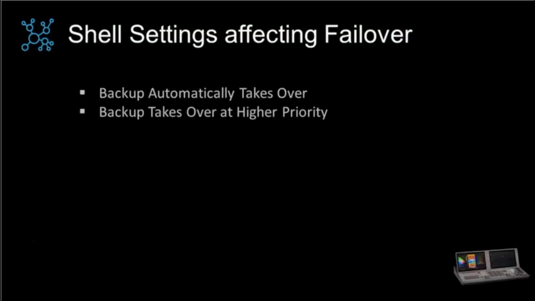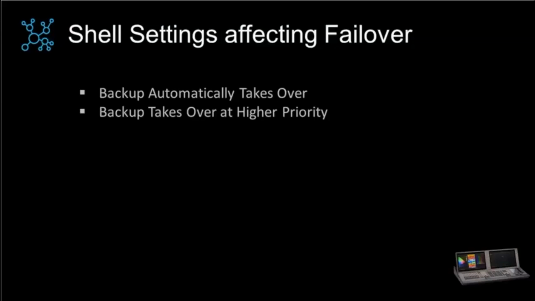And in a failover state, there are a couple of options. Remember our checkboxes? Backup automatically takes over. If this checkbox is enabled in the shell, then the backup will, as soon as it knows that it's in a fail state, become the master. It knows where the primary was when it went away. It knows what was going on. It says, I'm supposed to be tracking the primary. The primary's gone away. I am going to be the master. So it will start outputting to the rig. It will start responding to show control. It will start running background states. It will do all the stuff that the primary was doing because it is now the master.